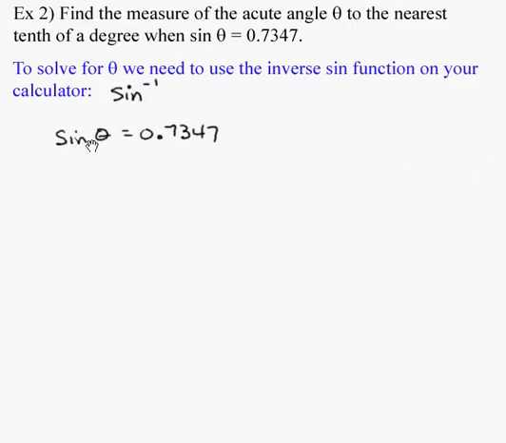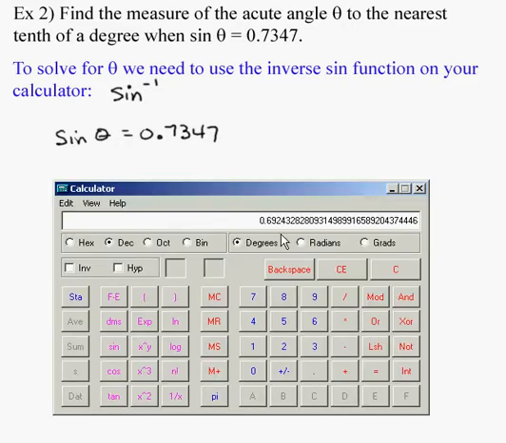So let's start with our original problem. Sine of theta is 0.7347. And let's clear our calculators again. So I'm going to type 0.7347. And we know where the sine button is. And on your calculator, probably right above the sine button, you will see this inverse sine function to the -1 power. And whatever color that is on your calculator, you have a button that's called the inverse button or second function or third function or shift, and you'll press that first.